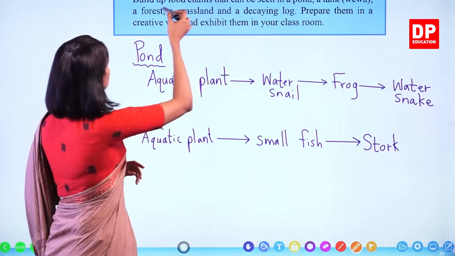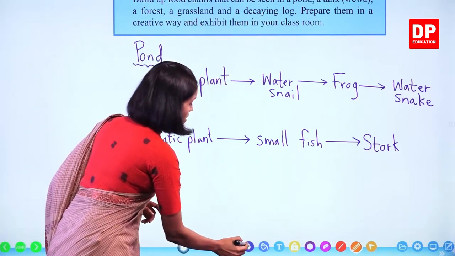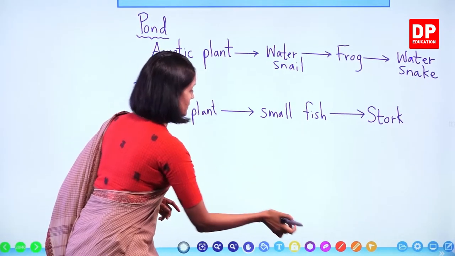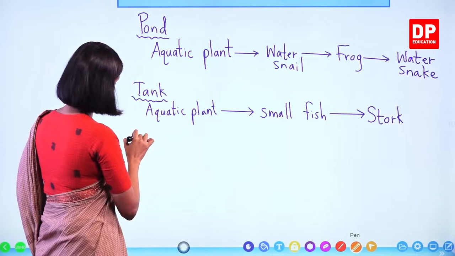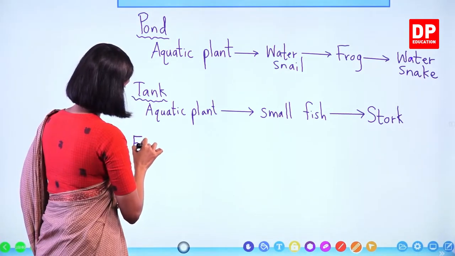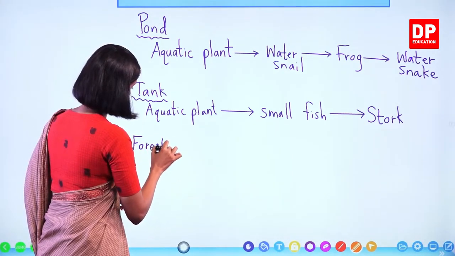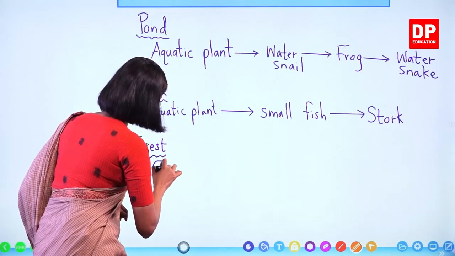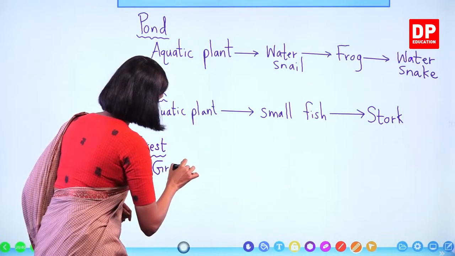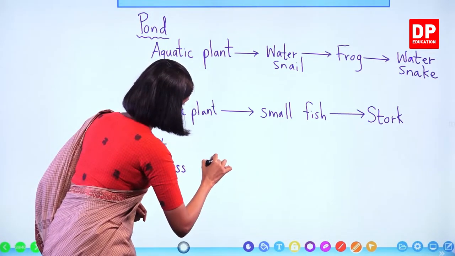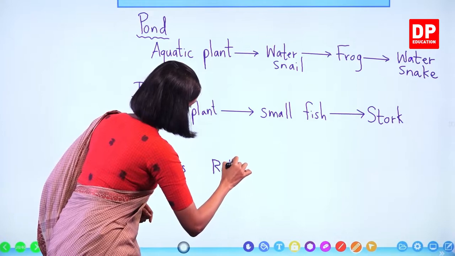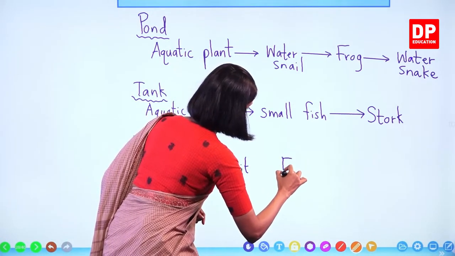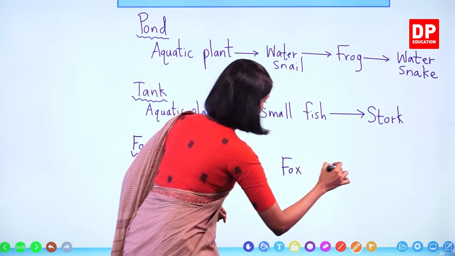Pond, tank, a forest. Now for a forest, we can write many examples. Forest. We can write grass, rabbit, fox, leopard.